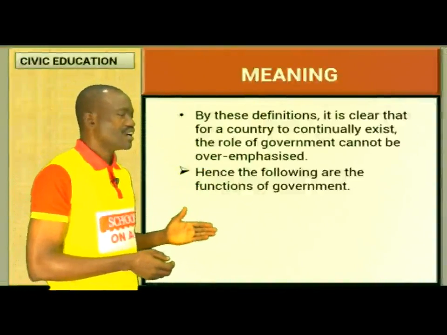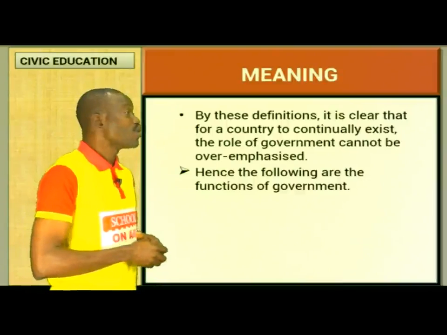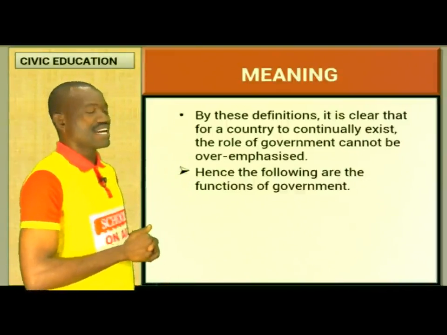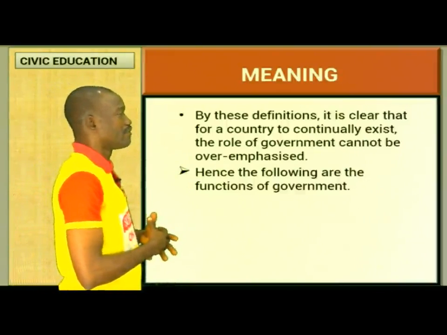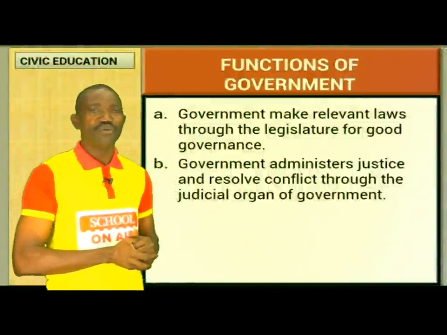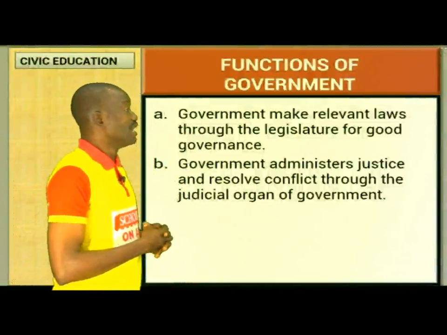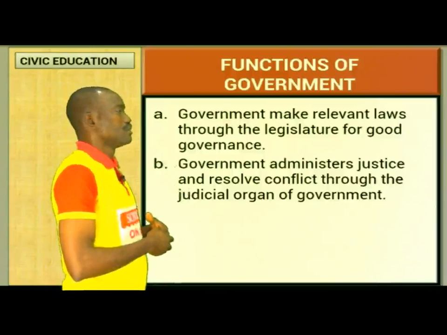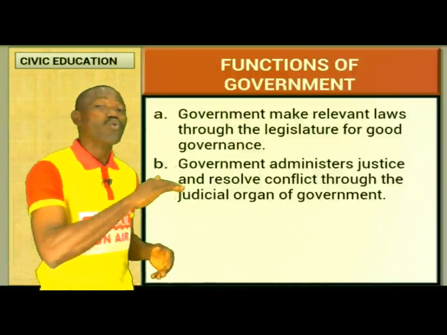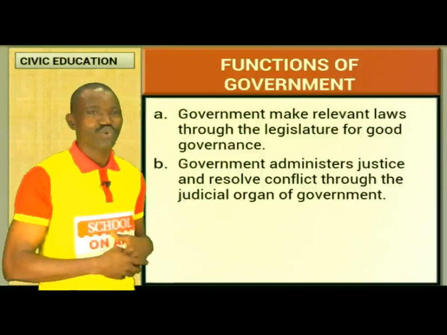By this definition, we all know the importance of government in any democratic setting. And so for a country to continually exist, the role of government cannot be overemphasized. And so here we want to look at the functions of government. Number one, they make relevant laws through the legislature for good governance. It is the duty of government to make law and give it to the citizens, to regulate their conduct, to make sure things are working perfectly, to create an orderly society.